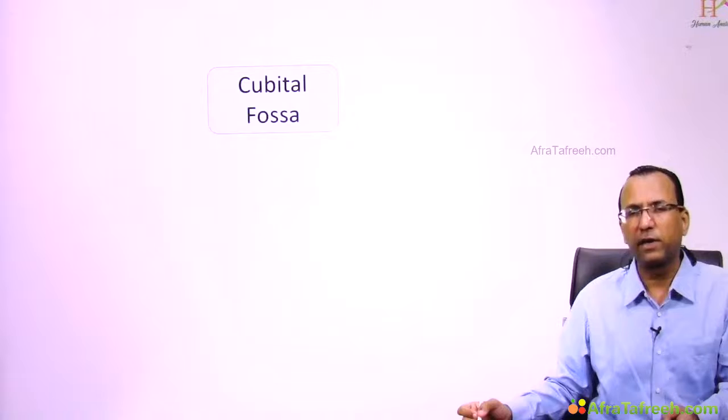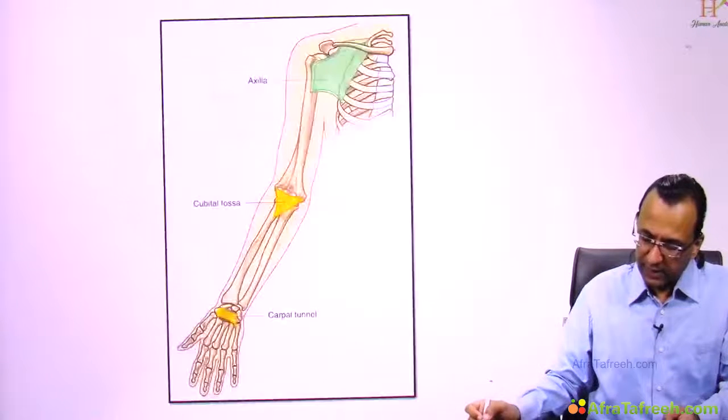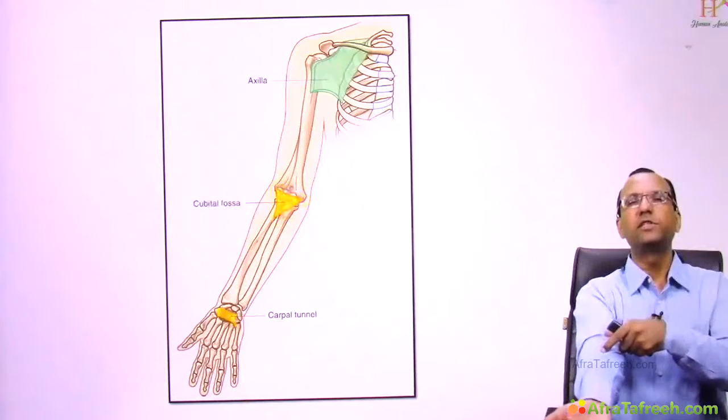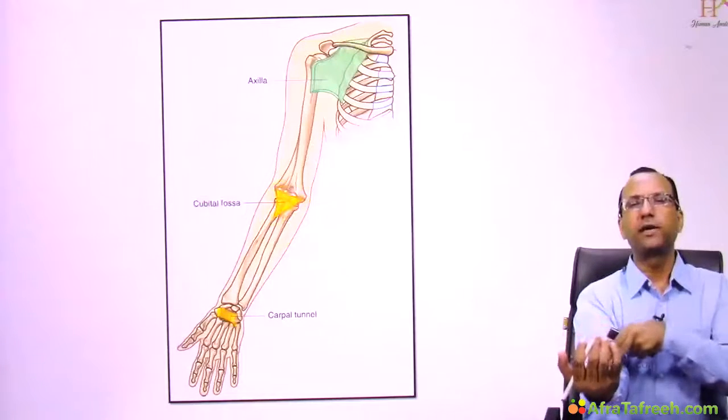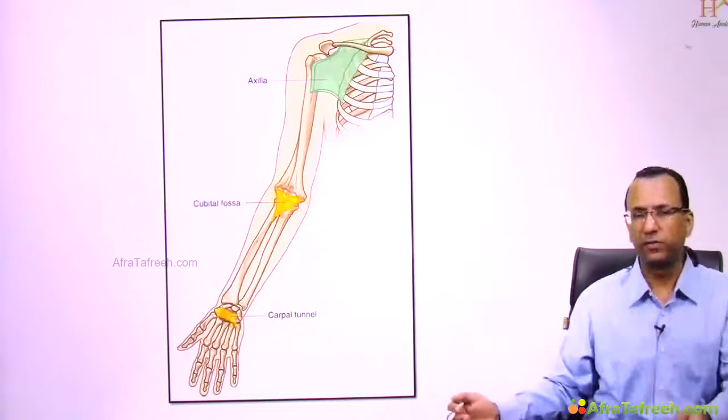Next thing, you have to look at the boundaries of the cubital fossa and the content of the cubital fossa. And as you do that, you will see there is a triangular cubital fossa which is in front of the elbow joint and has some boundaries, 3 sides. So what are the 3 sides of the cubital fossa?